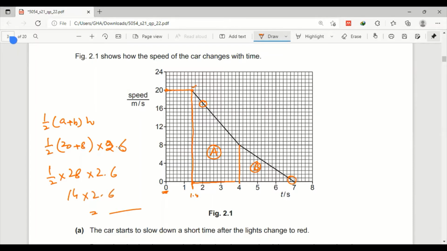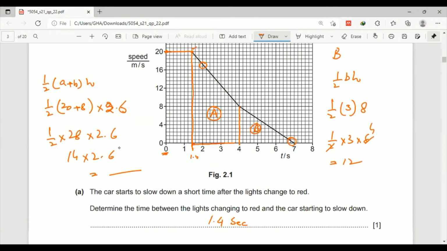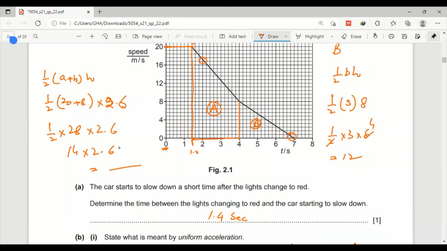And now come to this B. It's a triangle, half base times height. So 1/2, its base is 7 minus 4, which is 3, and its height is 8. So 1/2 multiplied by 3 multiplied by 8, 2 ones are 4s are, so this is 12. And after the addition, this is 14 multiplied by 2.6.